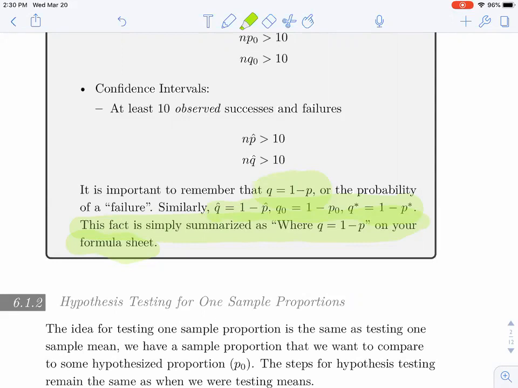So it's on there, but especially now at the start of this chapter, I know I'll get a lot of questions. How do I find Q? 1 minus P, whatever Q you want to find, it's 1 minus the P.